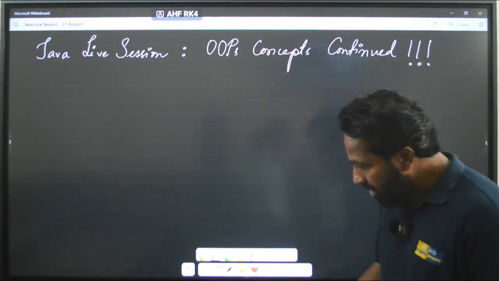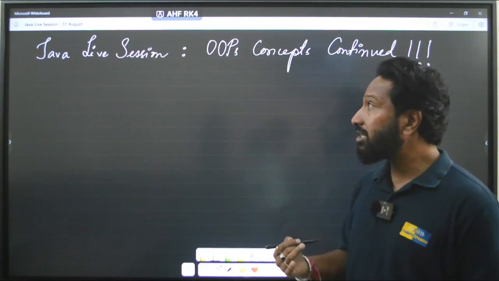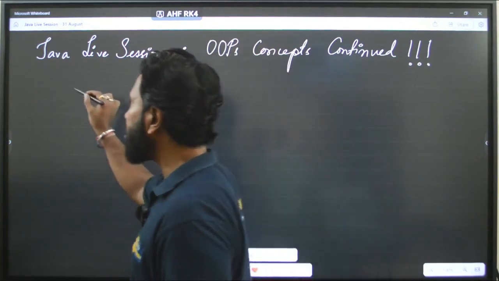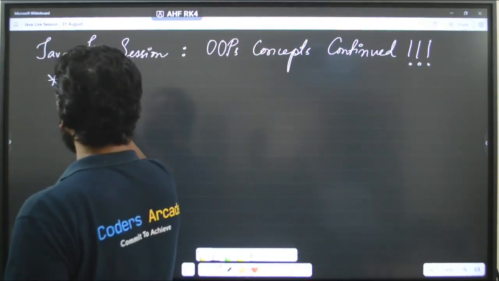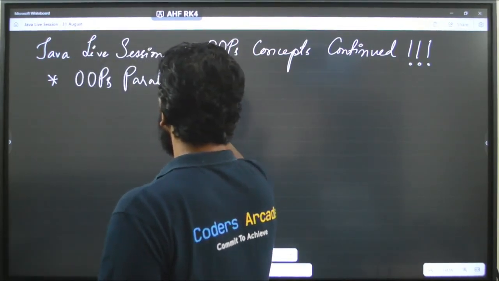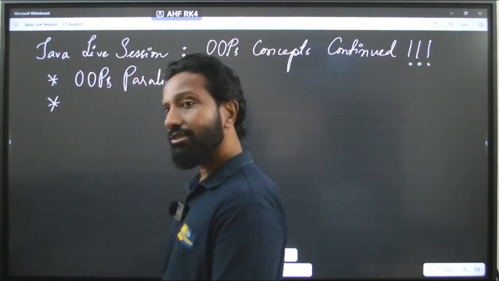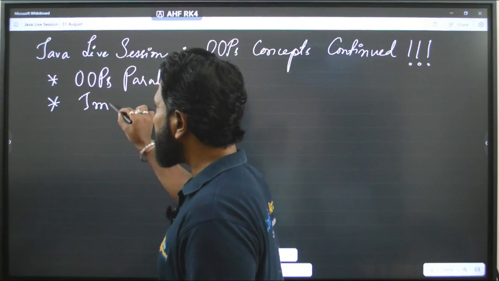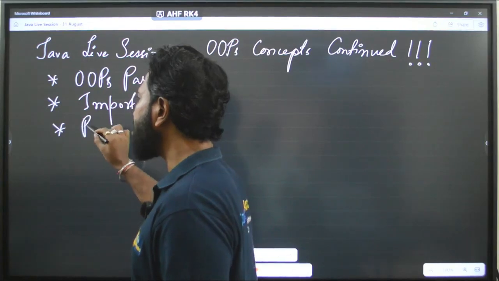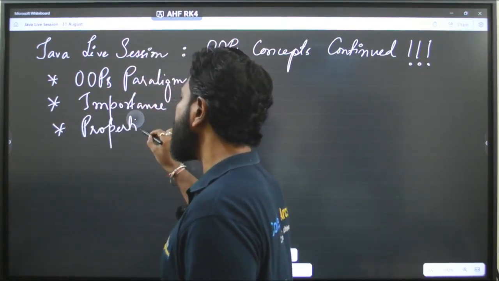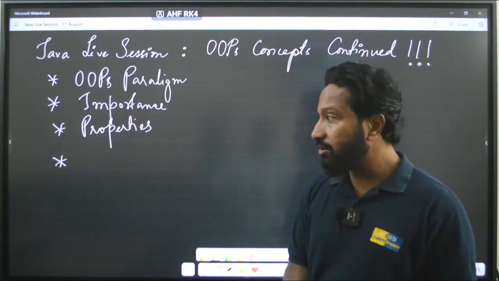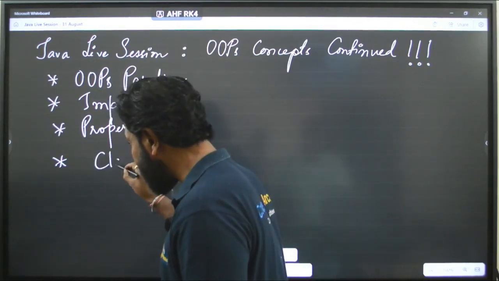Okay. Anyone who is new, I will give you a recap of what we have already learned. What we did was we covered the OOPS paradigm. Then we understood the importance of OOPS concepts, and then we saw the properties. Then we dug deep into some very important concepts. What were the concepts? I said class.